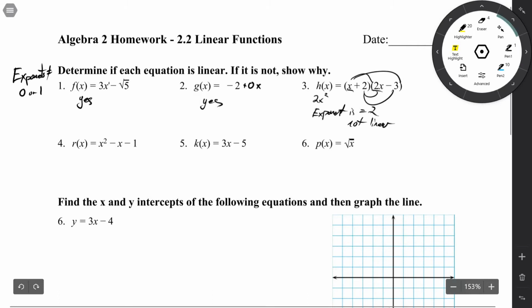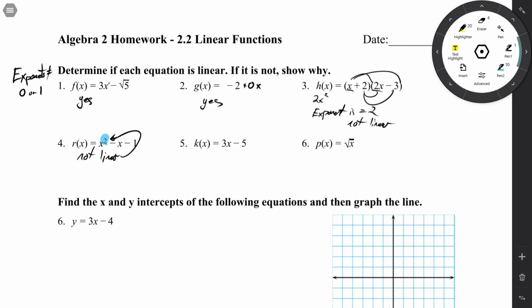Let's see. At number 4, they did the work for us. We're looking at this exponent right here. It's 2, not linear. And if you just pointed to the 2, that's totally fine with me. What about number 5? Yep, there is technically an exponent. It's just a 1 right there, but that means that it is linear.